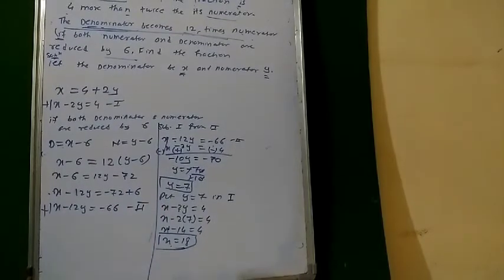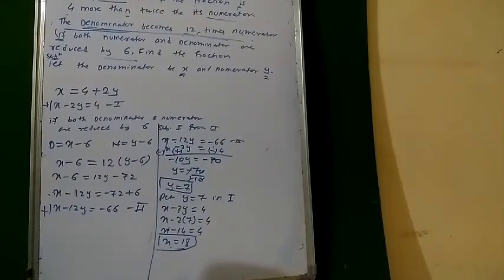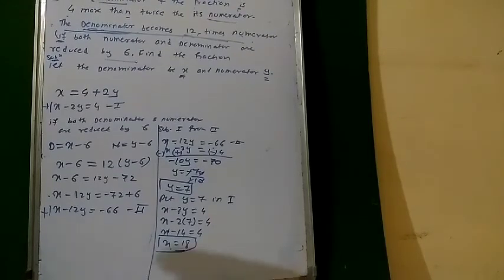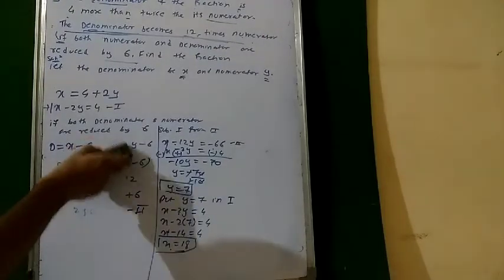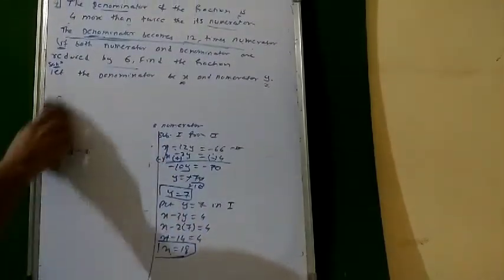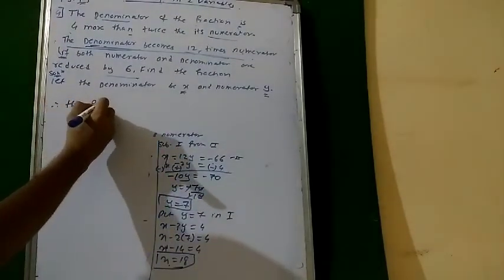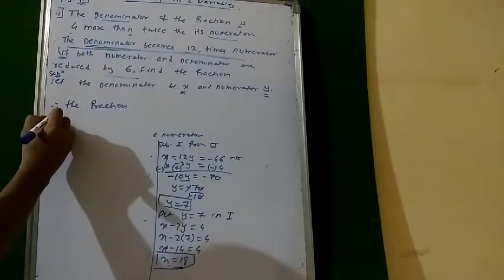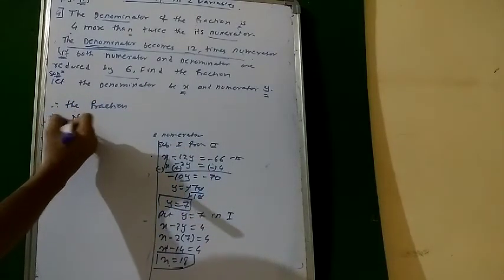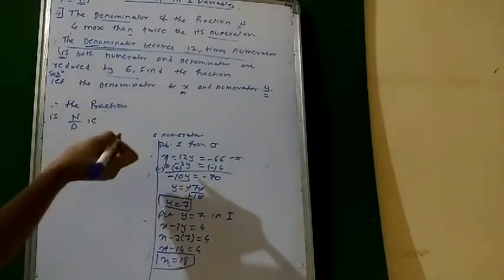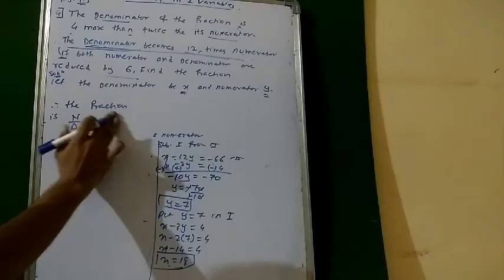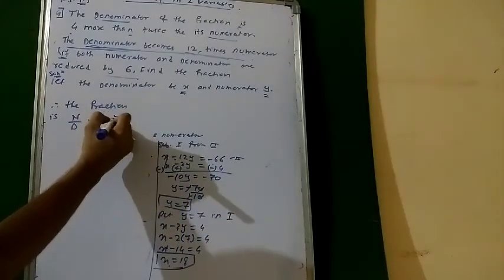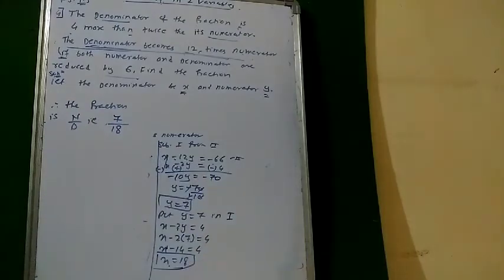If we have the values of x and y, we can easily frame the fraction. Okay, I'll just erase this part. Therefore, the fraction is nothing but numerator over denominator. Sorry, the denominator is x and the numerator is y. So the numerator is 7 and the denominator is 18.